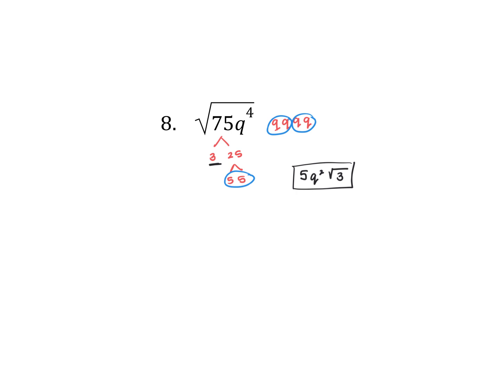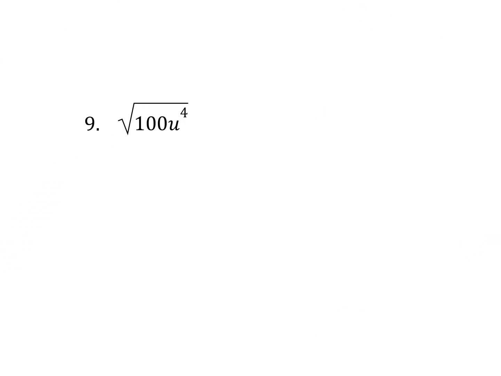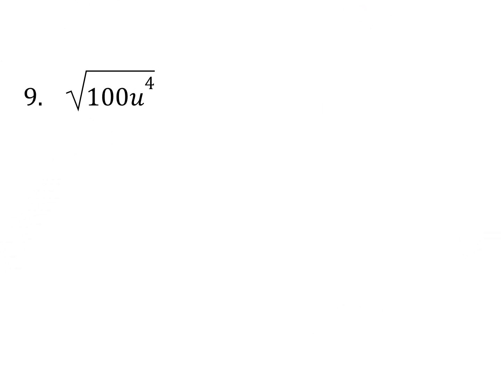Let's look at number 9. There it is. Okay, we're going to do number 9 like we did number 8. I'm going to start with my Q's, or sorry, these are U's this time, and I have 4 of those: 1, 2, 3, 4. And then I'm going to break up 100. It's even, so I'm going to say 2 and 50. 50 is even, so I'm going to say 2 and 25. 25 is odd. We already did that one. We know it's 5 and 5.